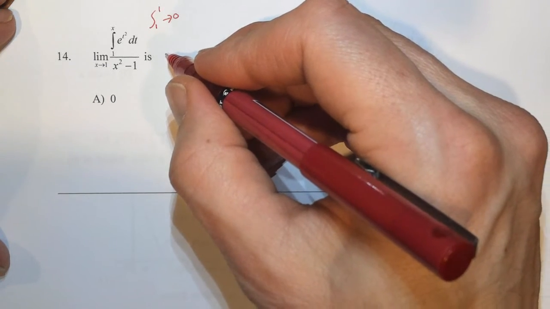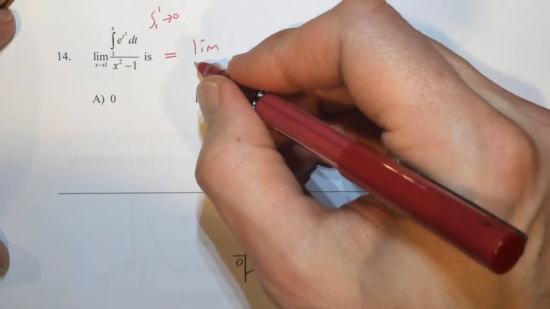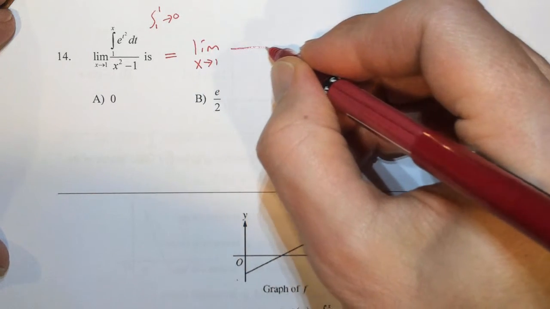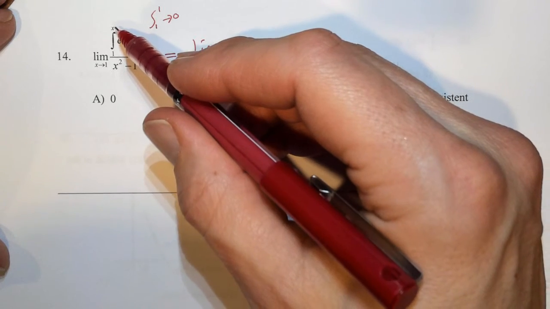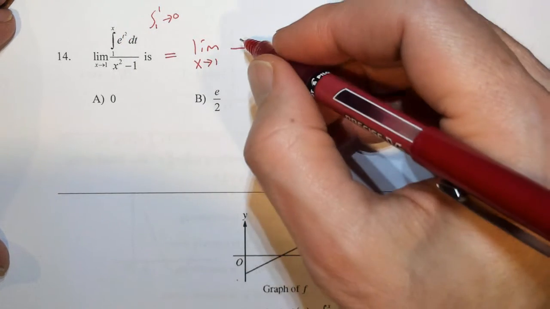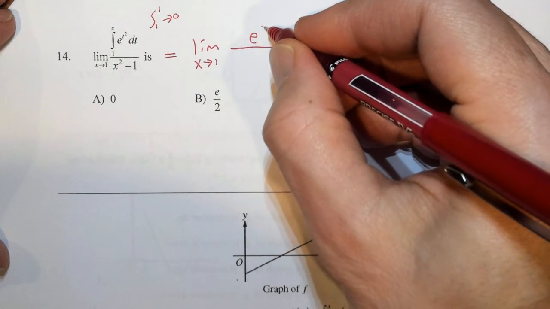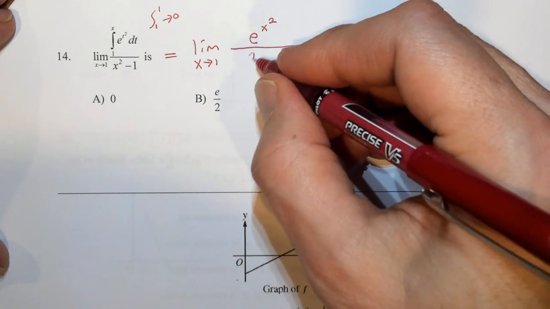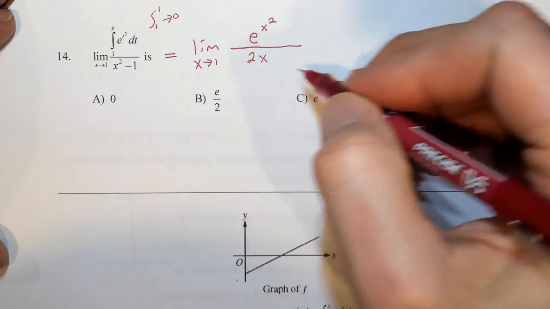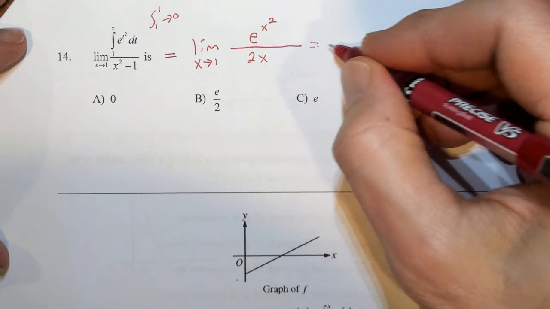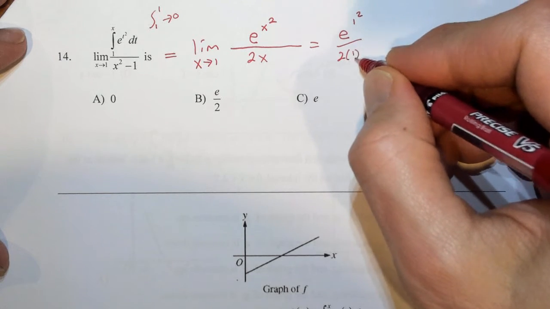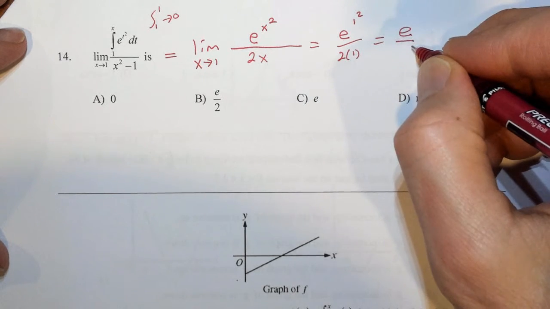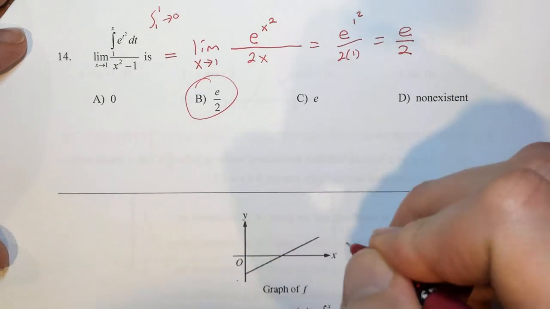So L'Hopital's rule comes into effect, which means that we keep the limit, and then we have to derive the numerator and derive the denominator. The numerator derivative is very easy. Remember, we're just taking the x and popping it into where t is. So we end up having e to the x squared. And then the denominator, the derivative of x squared is 2x. The derivative of the minus 1 is 0. So there's our new limit. Now when we plug in 1, we have e to the 1 squared over 2 times 1, or e over 2. The answer is B.